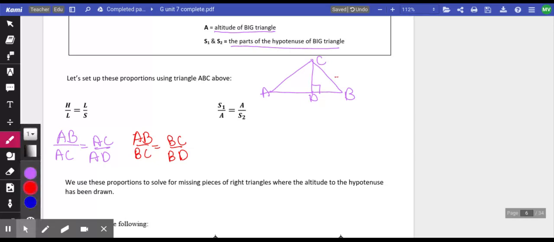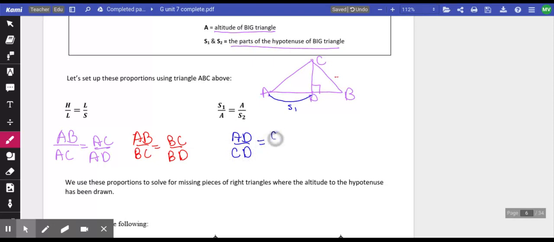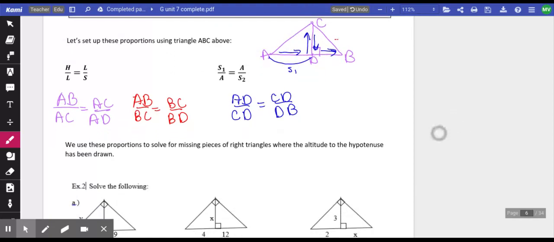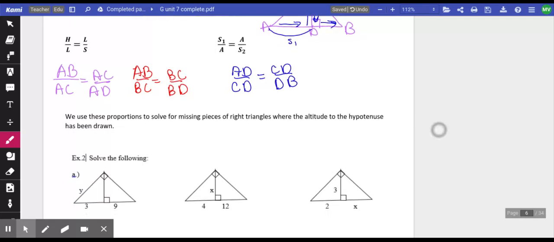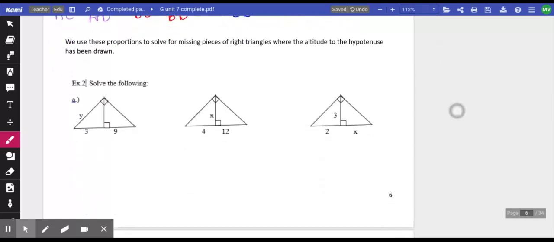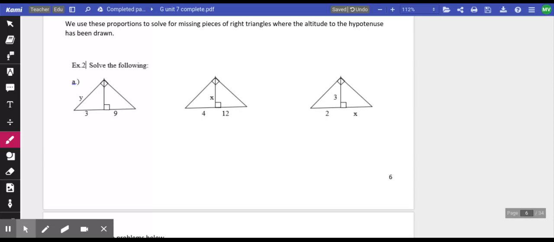SAS only has one possibility, which is my first segment, which is AD, to the altitude. The altitude's the line in the middle, CD, is equal to CD over DB. This one way you can remember it is it kind of makes an altitude symbol, makes a right angle symbol. We can use these proportions to solve for missing parts of a triangle. So, how do I know when to use hills and when to use SAS? If I have an altitude, I'm going to use SAS.